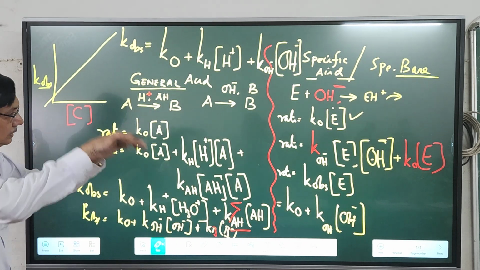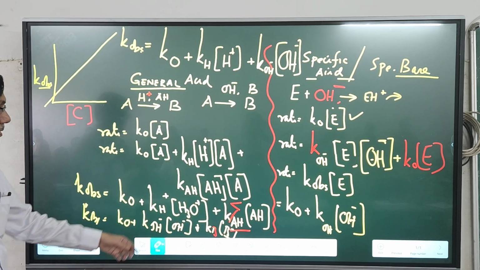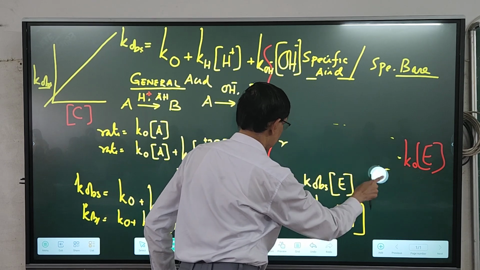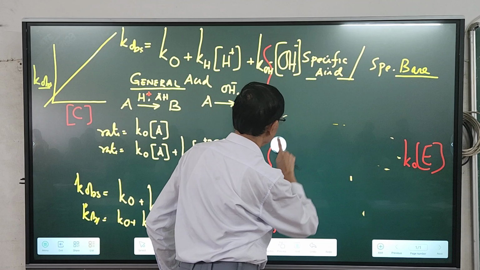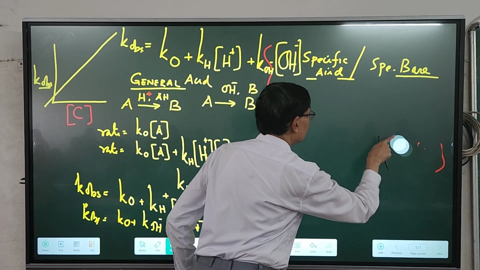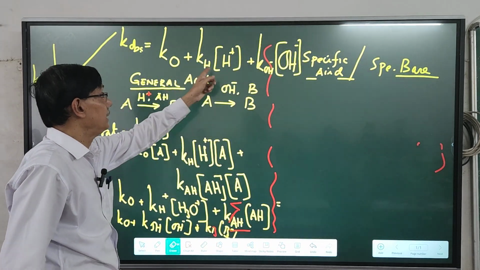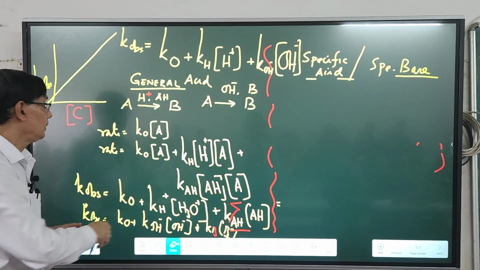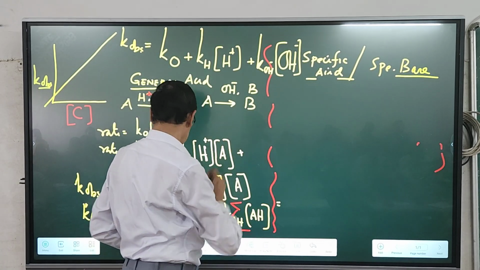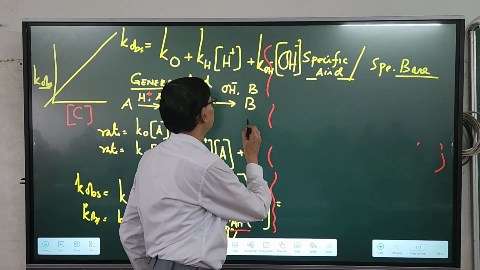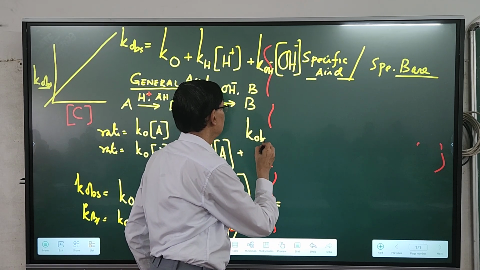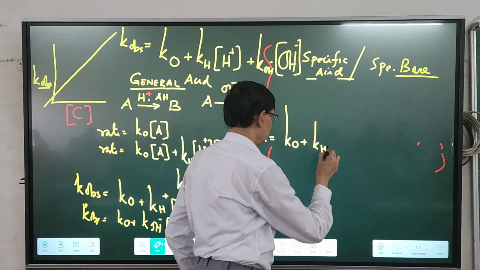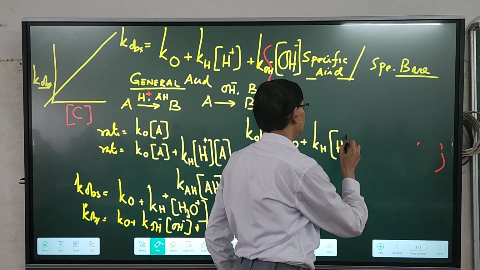Finally, I am just coming to the last part of this equation. This is for specific acid-base catalysis. Now I will write general acid-base catalysis. So I will sum both the things. It will be a very big equation. Again, it is for objective type question. So K observed is equal to first K0, K H, you see here. H or hydronium ion you can write, no problem.